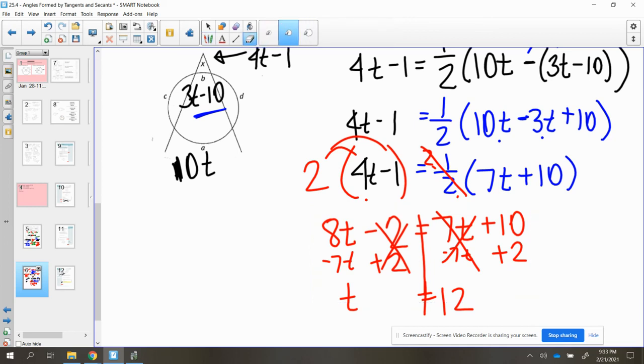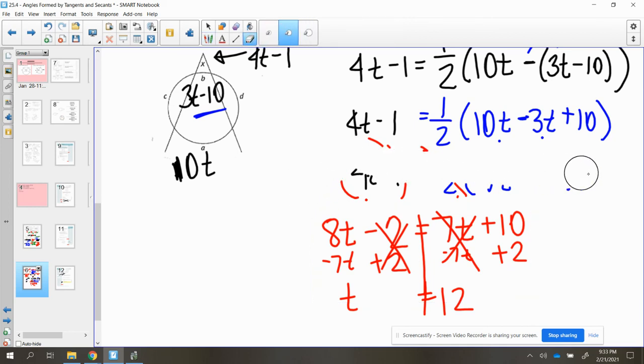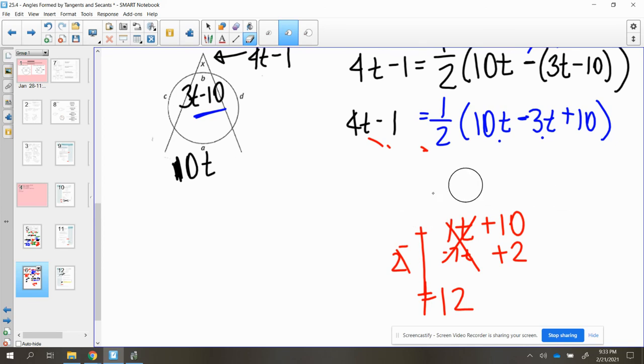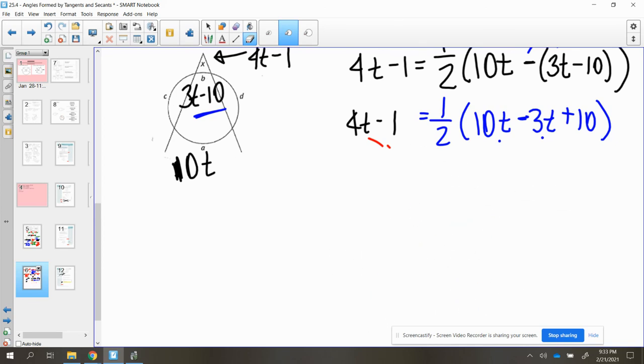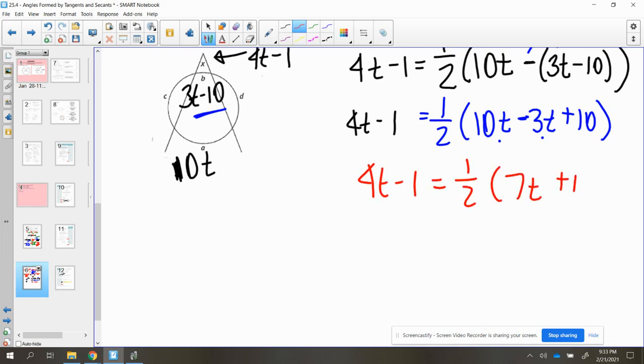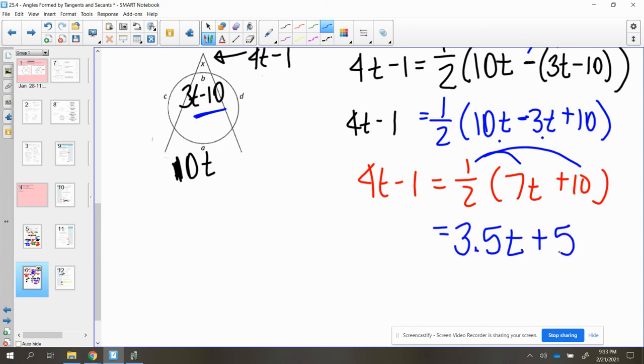Now another way you could have done this. Let's say you didn't want to subtract, and you wanted to distribute. So we were at this piece, but we had 4t minus 1 equals 1/2 of 7t plus 10. You could have also distributed this. You just would have had to be careful because this would have been 3.5t plus 5, because you're multiplying by 1/2, so you're dividing by 2. And then you would just have to be careful that you're dealing with a decimal.